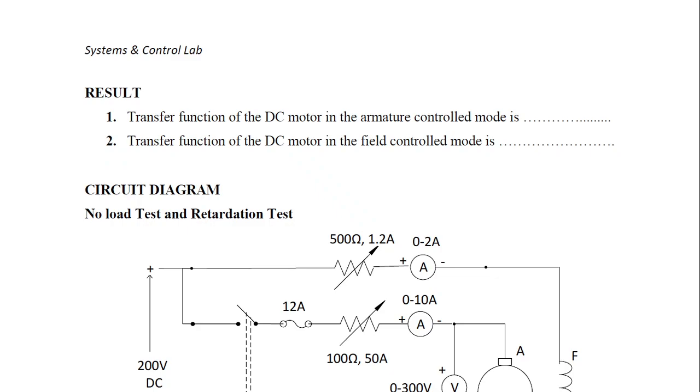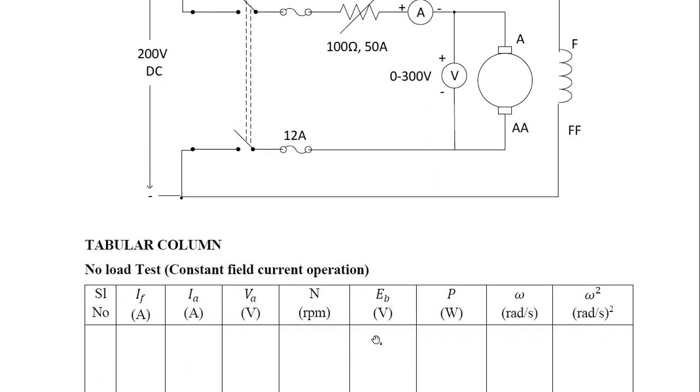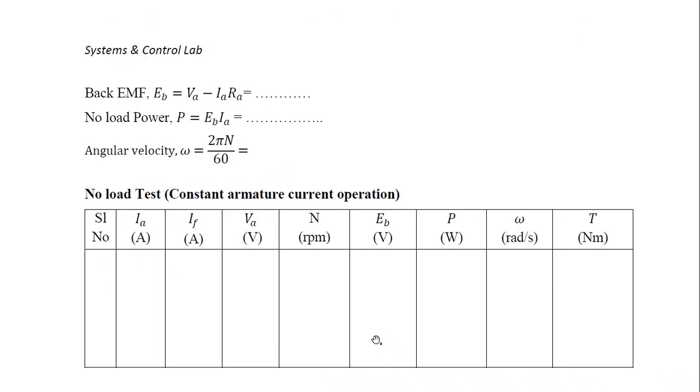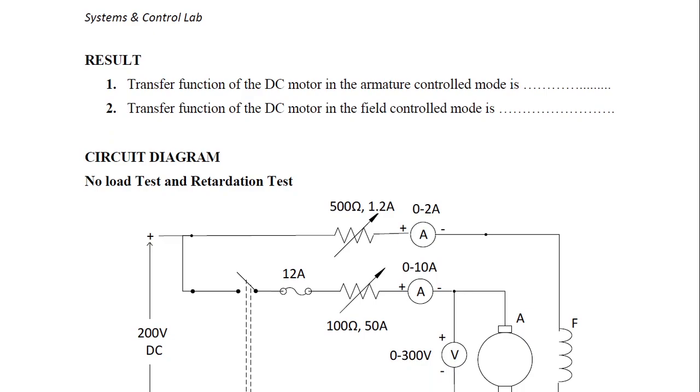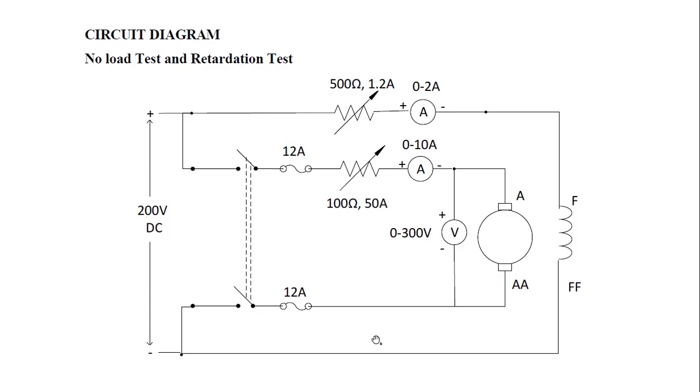So in that case, that means armature controlled DC motor. And in the next no load test, we are keeping the armature current constant, and we are varying the field current. So that is what I mean by the field controlled operation of DC servo motor. So these are the two experiments available for us, and the circuit diagram looks like this.